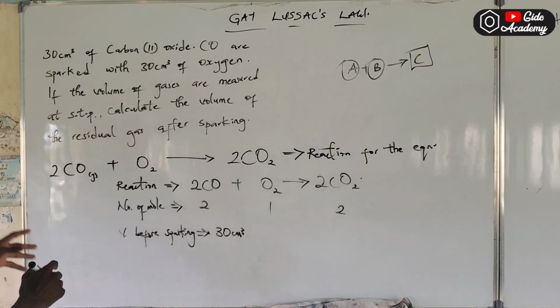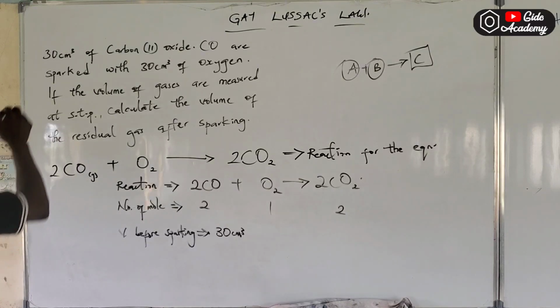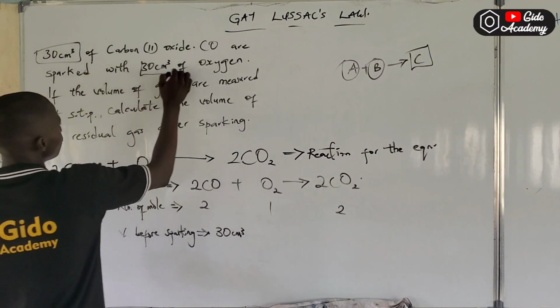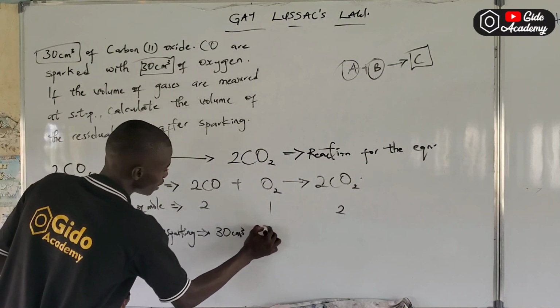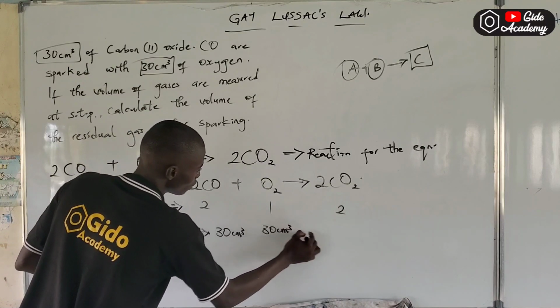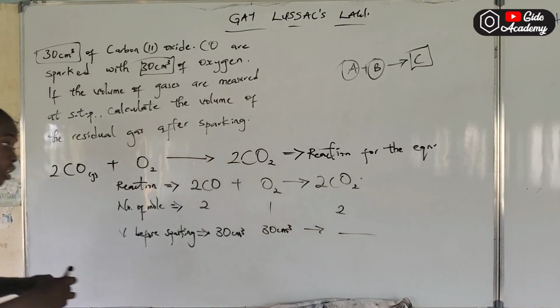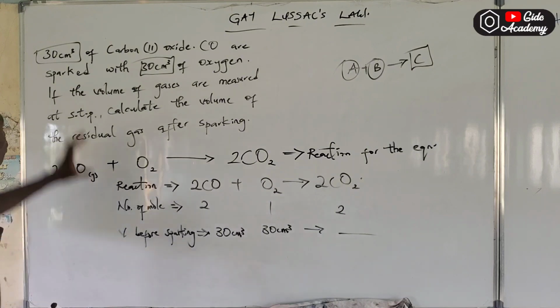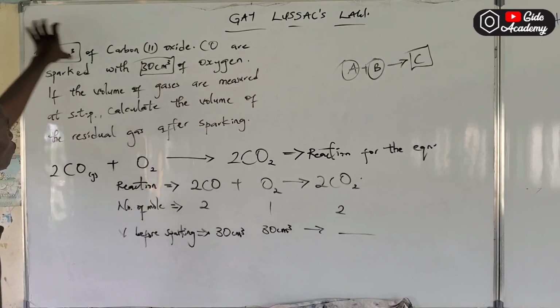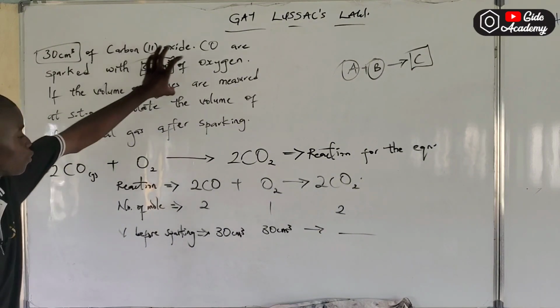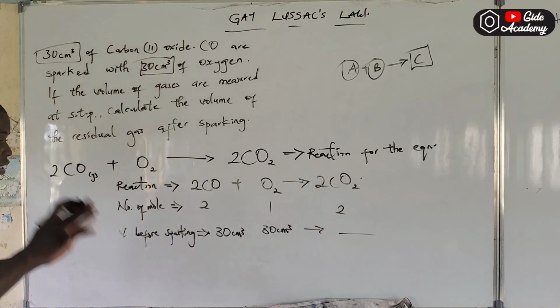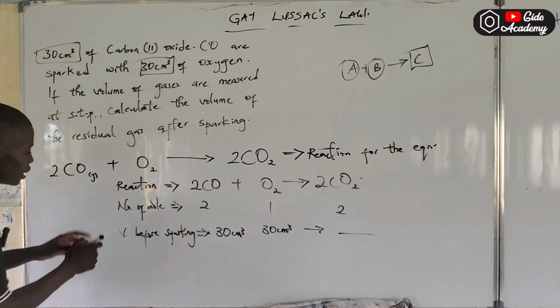Is there any other volume? Okay, let me read. 30 cm cube of carbon(II) oxide, CO, is sparkled with 30 cm cube of oxygen. So I have 2 parameters here. We have this and we have this. I'll write my 30 cm cube here, and here is unknown. I don't know it. So before sparking, from the equation, we realize that we got this for CO and this for oxygen. Please, that is the only thing you need to take note of. Then let's go to the next step.